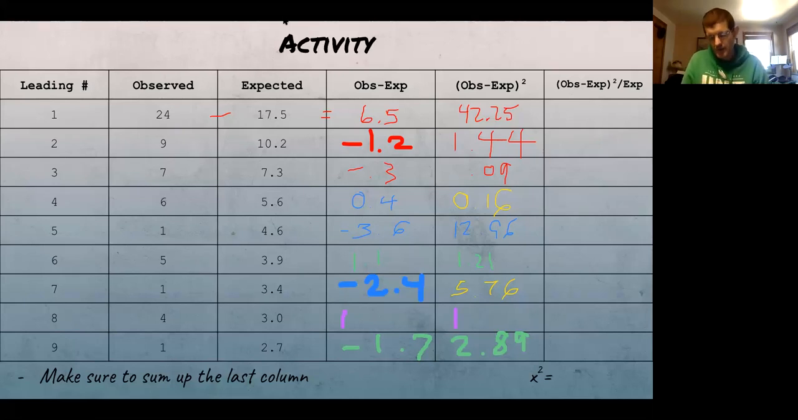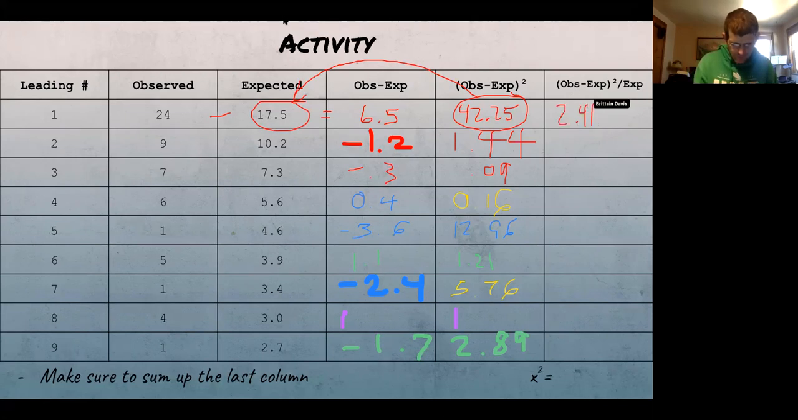That we're going to derive right now. So what I want to do is take the 42.25 that I got, divide it by the expected value right here. So it's going to be 42.25 divided by 17.5, and I got 2.414. And none of these calculations are hard, but go ahead and fill out the rest of the table.